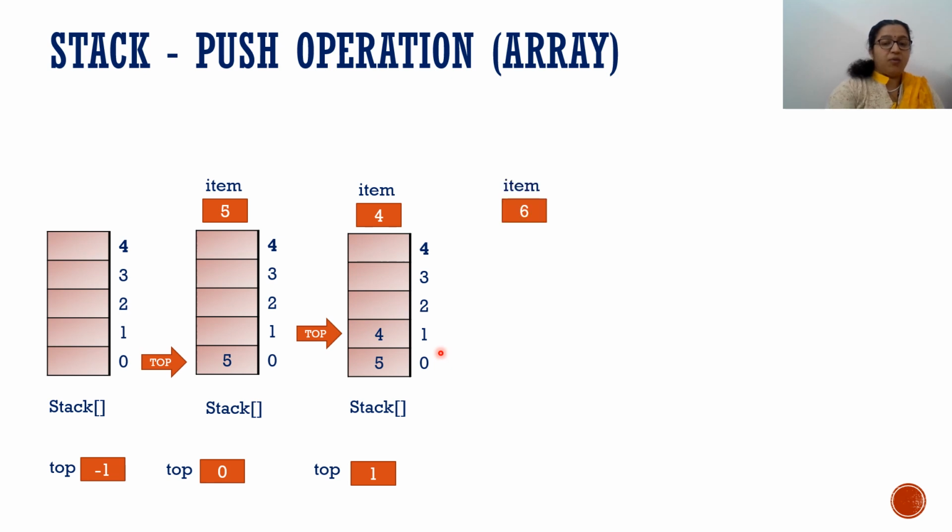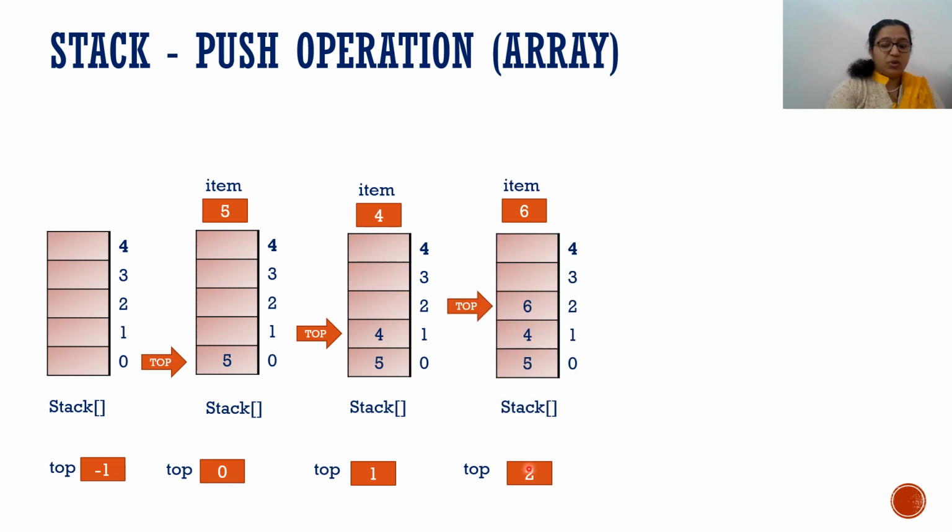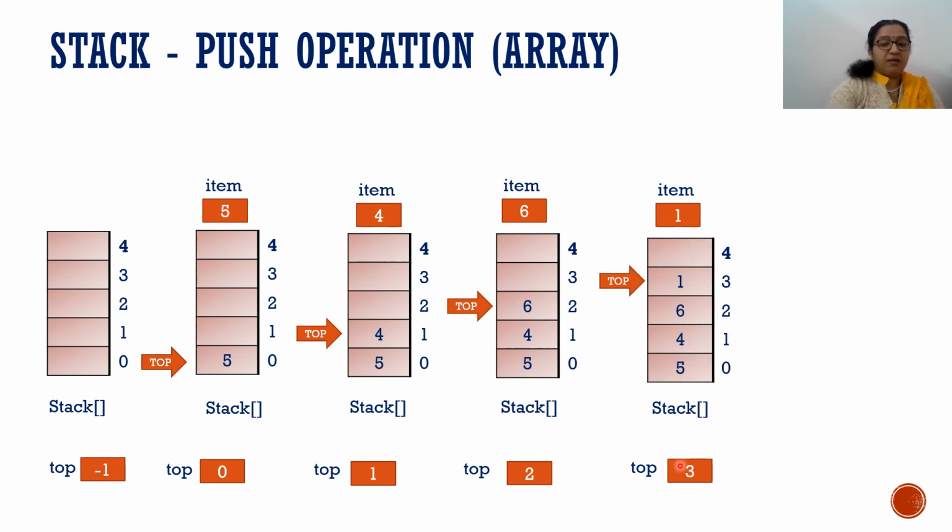Clear? Now the next item came. So top is incremented to 2. Now we insert that element at the index number 2 position. Top is focusing there. Clear? Now the next item came. Item is 1. So top is incremented to 3 now. Now the array is 5, 4, 6, 1. See? 1 is in the top position.